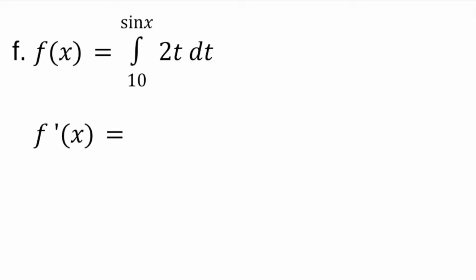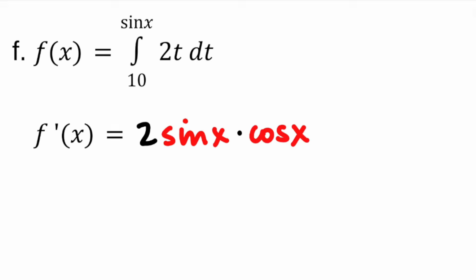The last one we've got, f of x is the integral from 10 to sine x of 2t with respect to t. Okay, and so this is just a normal chain rule one, 2 times sine x, and then we're going to multiply by the derivative of sine x for the chain rule. That would be cosine x. Okay, so we've taken our derivatives.